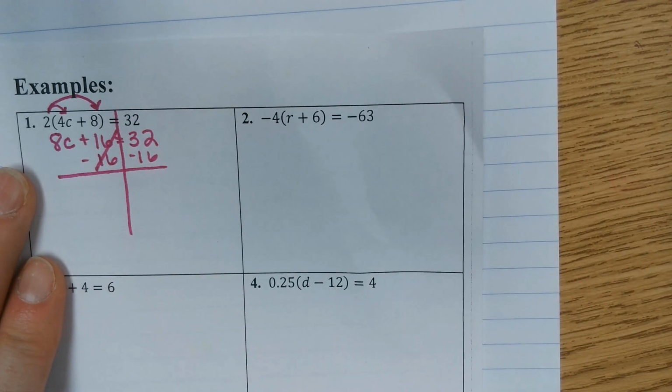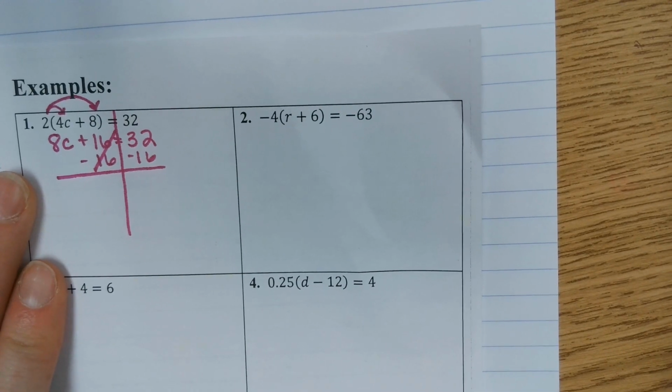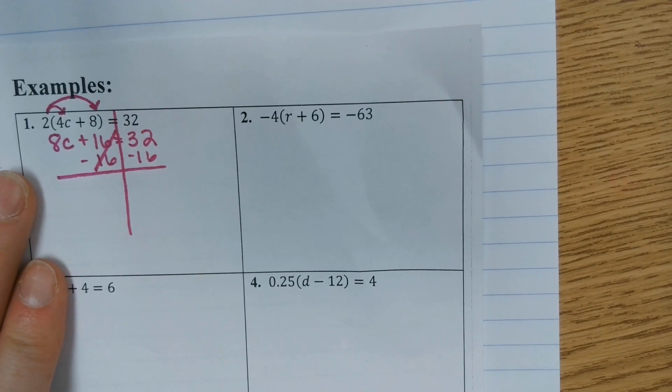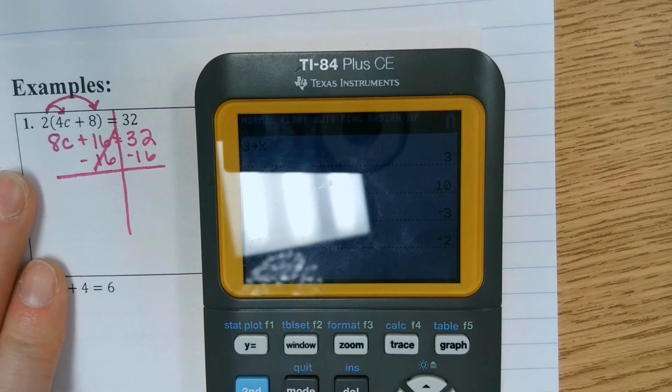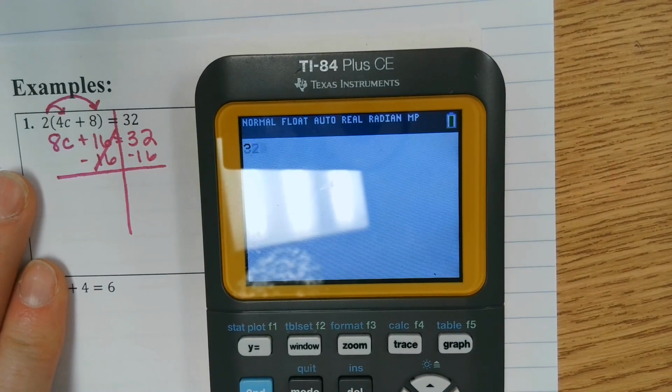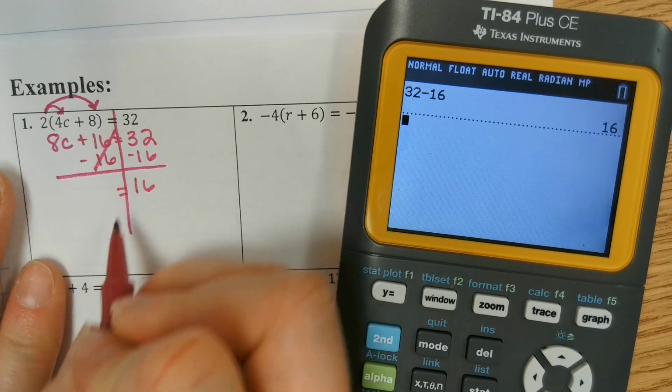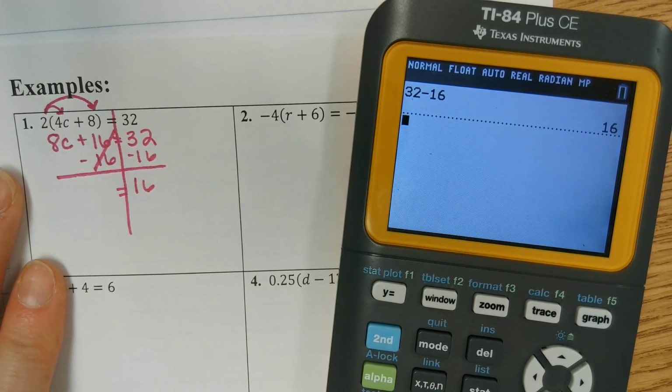If you need to use your calculator, go for it. 32 minus 16. If you know it, great. If you want to just check yourself, that's fine too. 32 minus 16 is 16. 16 minus 16 zeroes out, so we're able to mark it out.